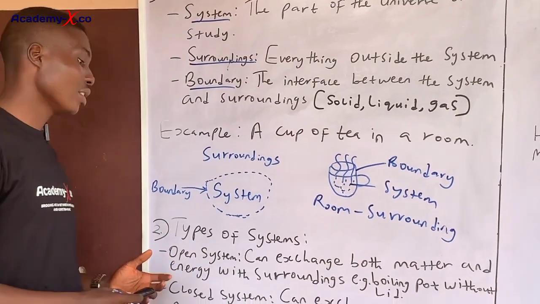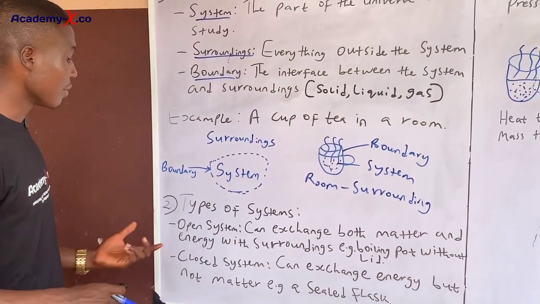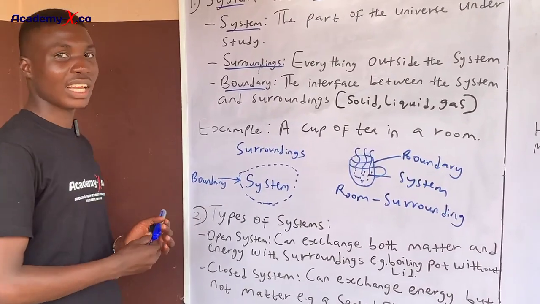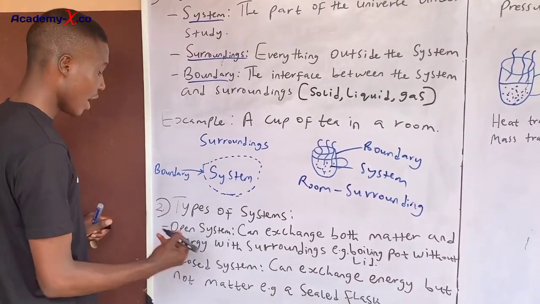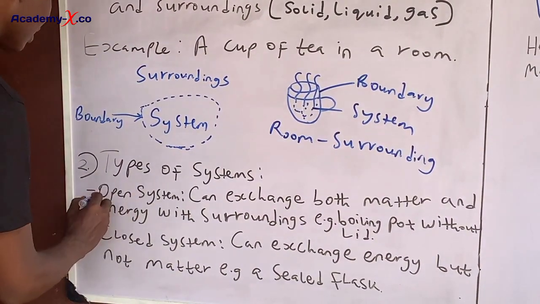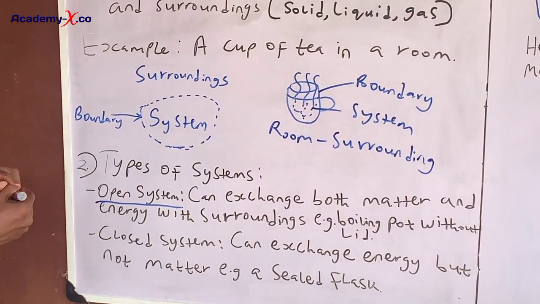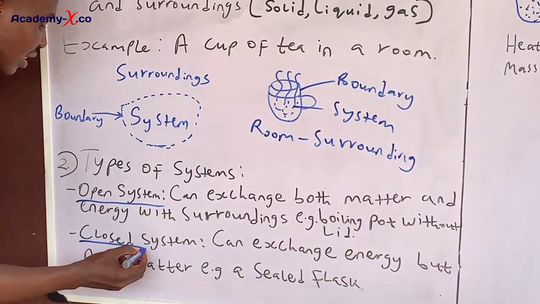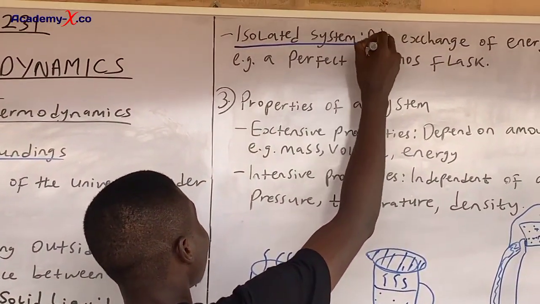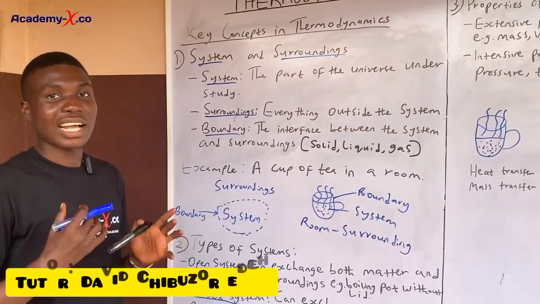So let's now go over to another key concept which refers to the types of systems. We have three types of systems in thermodynamics. The first type of system is what we refer to as the open system. The next one is a closed system, and we're going to talk about that. And then the third one is an isolated system. So we have open system, closed system, and isolated system.